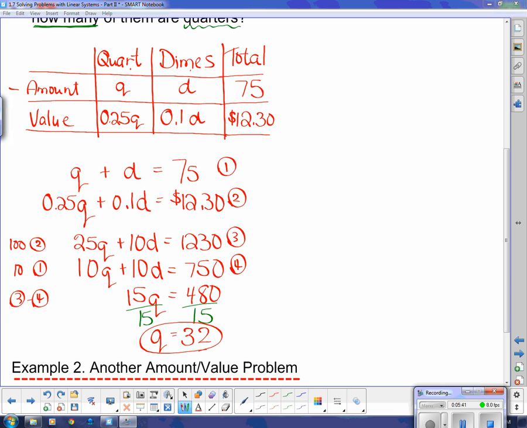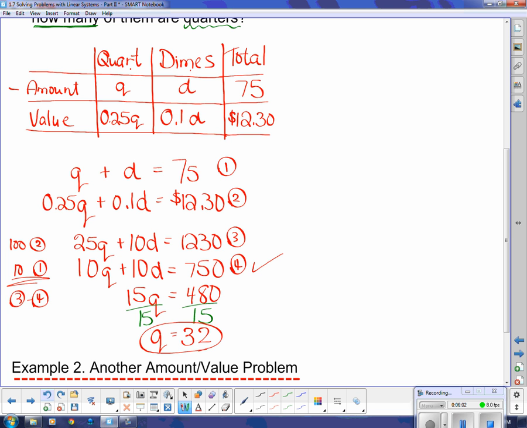Ta-da! Okay, so there's our solution. You'll notice that the first thing I did was get rid of the decimals by multiplying by 100, which basically just put everything into cents. The next thing I did was multiply equation number 1 by 10. The reason I multiplied equation number 1 by 10 is because I wanted to get rid of the dimes.